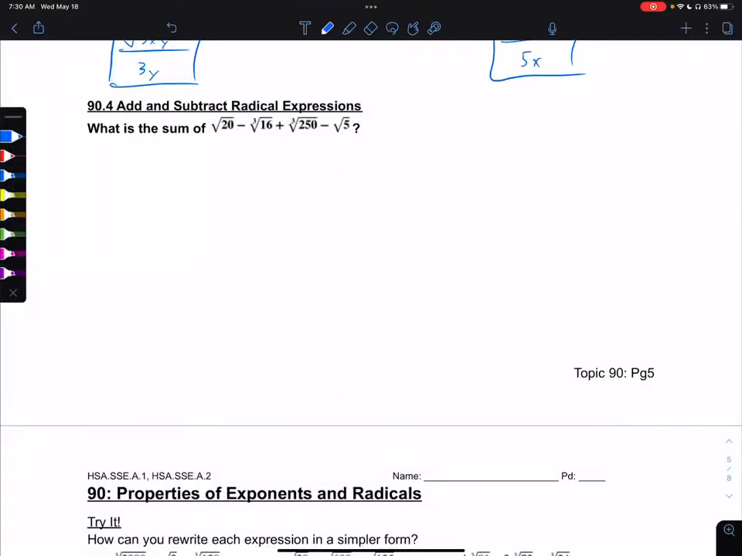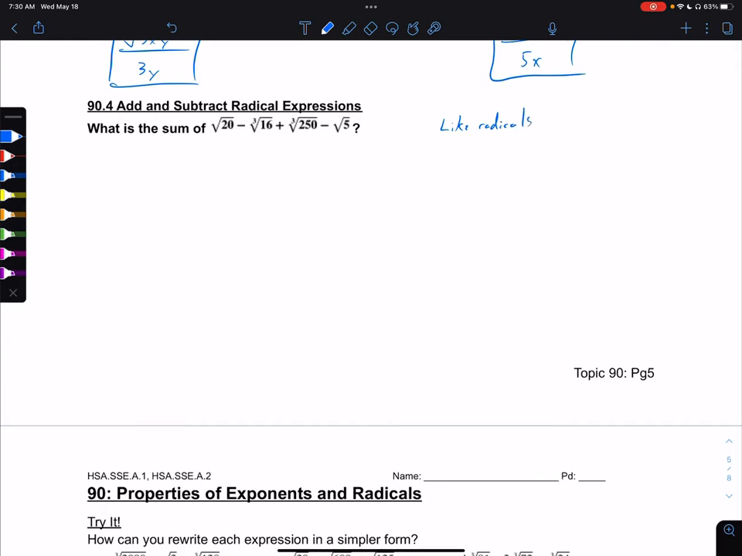In this video, we're going to look at topic 90, example 4, add and subtract radical expressions. So we are asked, what is the sum of the square root of 20 minus the cube root of 16 plus the cube root of 250 minus the square root of 5? So we need to look for like radicals.